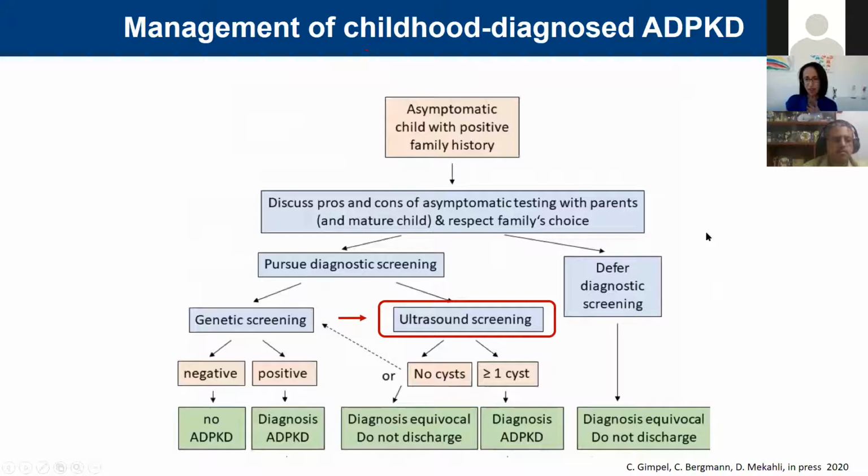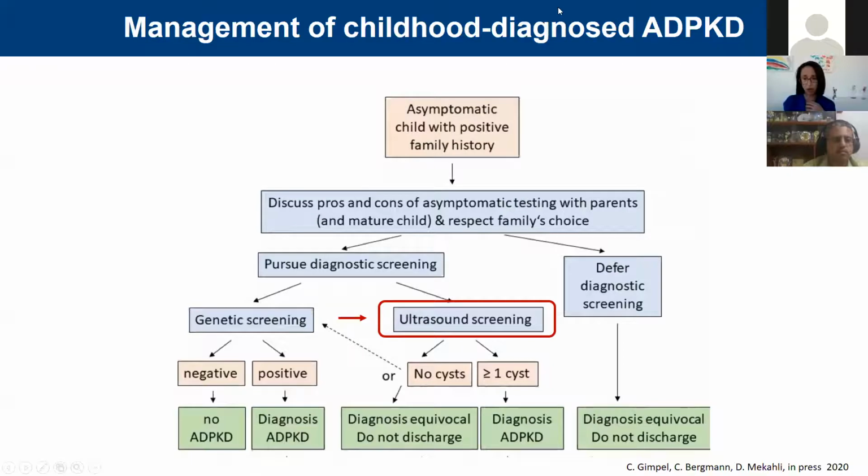So when I have an asymptomatic patient coming to my clinic with a family that has a positive familial history and a clear history of polycystic kidney disease, my first clinic visit is only talking. I don't do anything. I just discuss the pros and the cons of diagnosing the disease. When the child is mature, I also discuss the pros and cons with him. I send them home, I let them think about it, and then I see them again in the clinic and hear from them what their decision and opinion is.